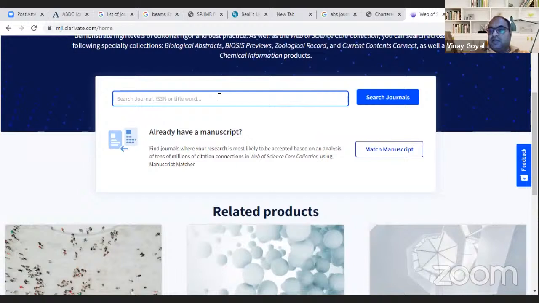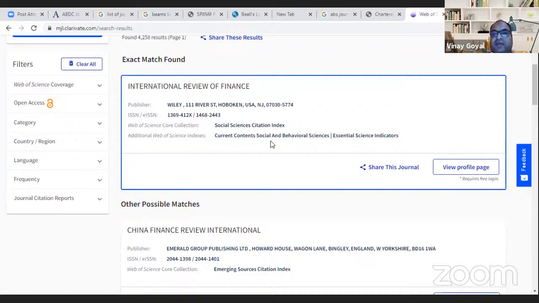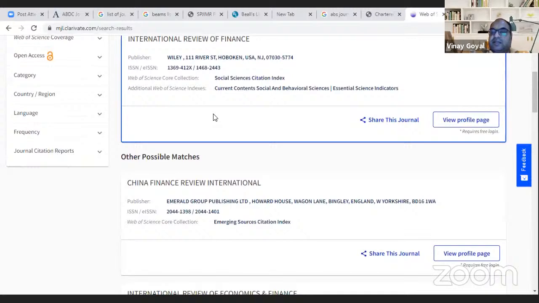So let me say International Review of Finance. So here you can see it comes. So International Review of Finance, right? So Social Science Citation Index and so on. It is given here, Web of Science Core Collection. So it is there in this list, exact match found. It is there in that list.